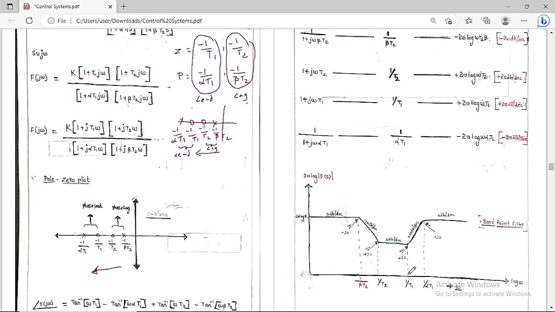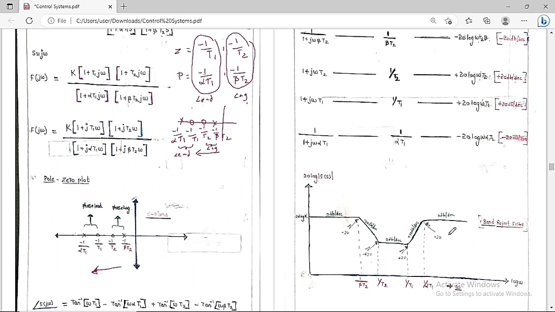Therefore we can see clearly this is 1 by beta t2, this is 1 by t2, this is 1 by t1, and this is 1 by alpha t1. So you can see 1 by beta t2 is less than 1 by t2, which is less than 1 by t1, which is less than 1 by alpha t1 in terms of magnitude value. Same picture we have drawn. These are the cutoff frequencies. At this one, we are going to get a pole, minus 20. Here we are going to get a zero, so minus 20 plus 20 is equal to 0 dB. Again here we are going to get a zero, so add plus 20. Here we are going to get a pole, so add minus 20. We are going to get finally 0 dB per decade.